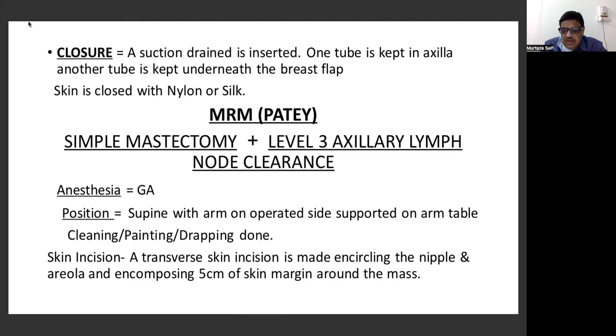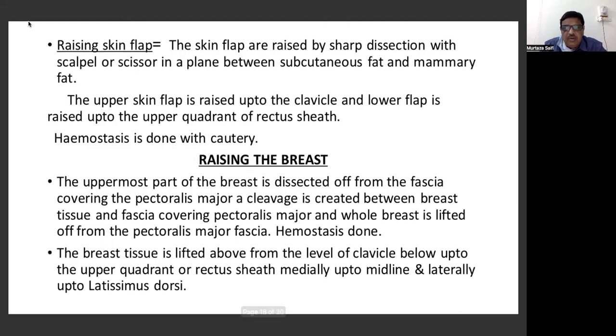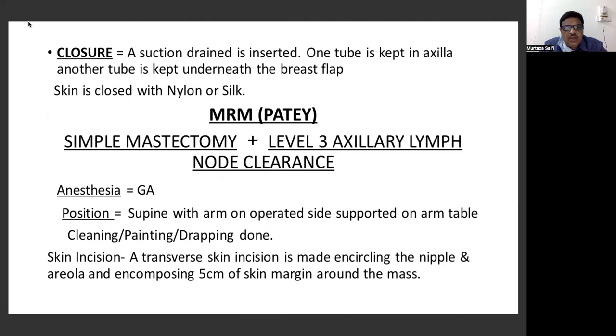MRM Patey technique we have already done, mainly this MRM Patey is simple mastectomy plus level 3 axillary lymph node dissection. It is done under general anesthesia. Supine with the arm on the operated side supported on an arm table. Cleaning and draping is done. The transverse skin incision is made encircling the nipple and areola, encompassing 5 centimeters of skin margin around the mass.